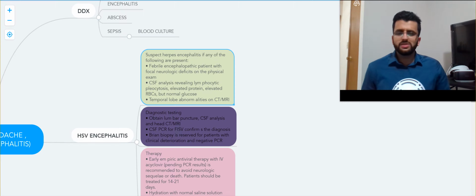Actually, it's very hard to figure that out from the clinical appearance, but the patient usually presents with altered mental status like confusion and fever. But then we have to exclude it by doing a CSF analysis.